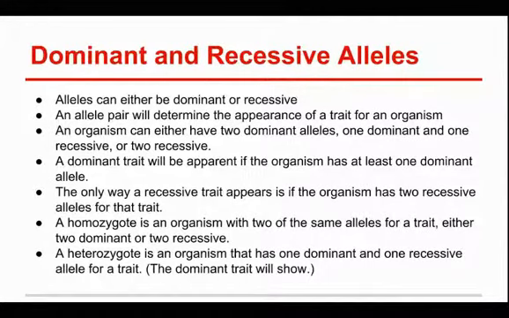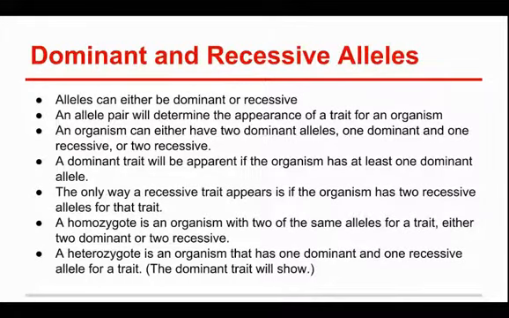And alleles can either be dominant or recessive. We talked about that. An allele pair will determine the appearance or the trait of the organism, and we saw that in the previous slide as well. An organism can either have two dominant alleles, like we showed the big B and the big B. It can have one dominant and one recessive, or it can have two recessive. A dominant trait will be apparent if the organism has at least one dominant allele. Remember, 3/4 of the time, that pea plant is going to have pink blossoms.